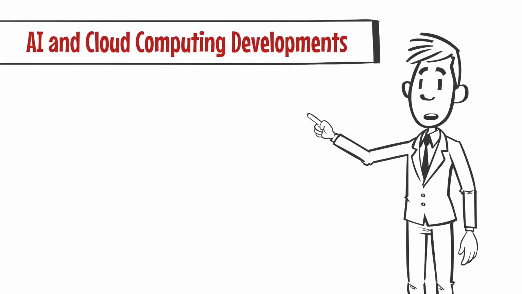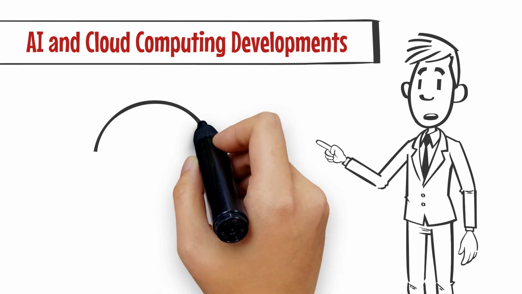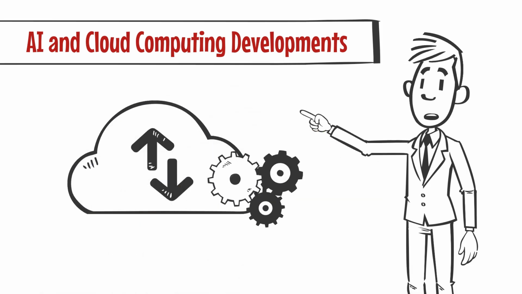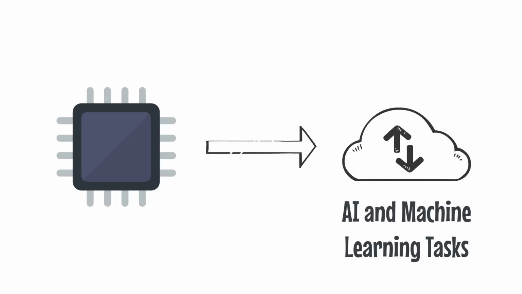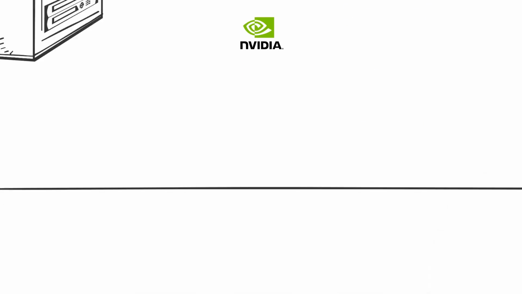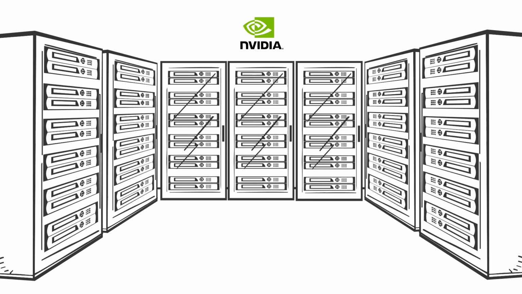AI and cloud computing developments. The growth of cloud services and AI creates new demand for Nvidia's high-end chips. Nvidia's GPUs, once mainly for graphics, are now widely used for AI and machine learning tasks. As more companies build AI applications and data centers, they need more Nvidia hardware.